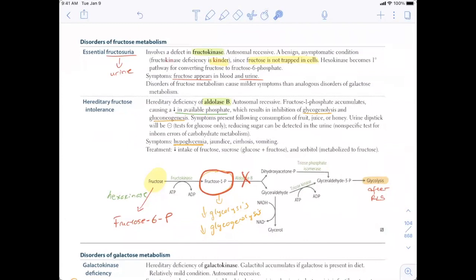So what are the symptoms, right? Let me correct this. This is not glycolysis, this is gluconeogenesis as well.